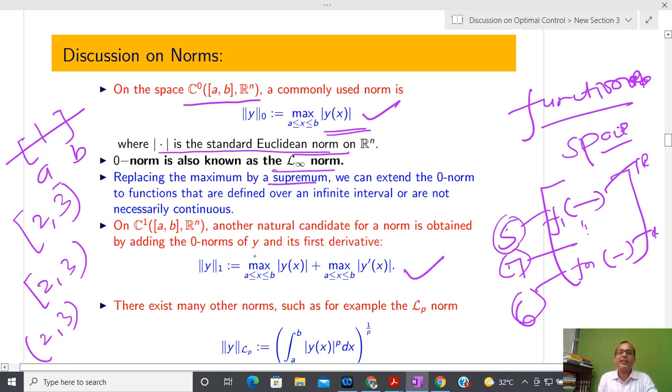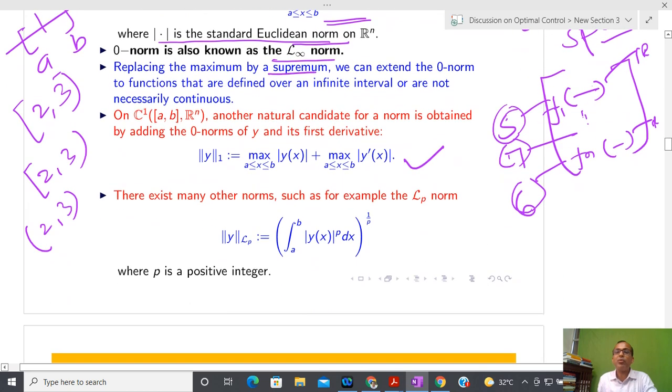Similarly, I can define another norm, which is called the one norm. In order to define the one norm, I have taken one more assumption. Whatever function is an element of this function space should be differentiable, otherwise I cannot define this y dash. So one can define the one norm like this. Suppose ck comes into the picture, then I can add more terms. Again, that will satisfy all the properties of a norm.